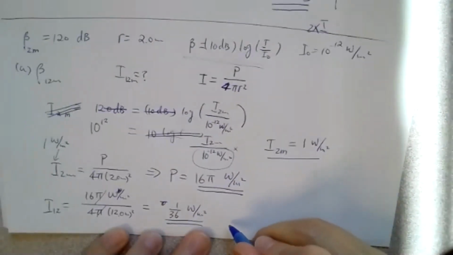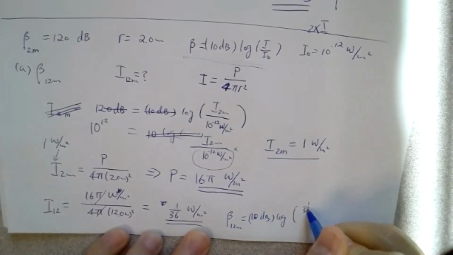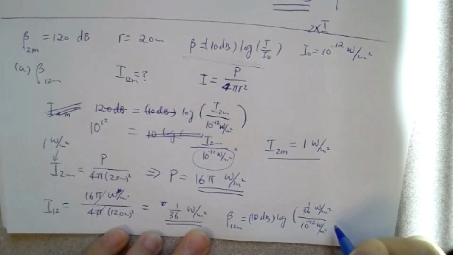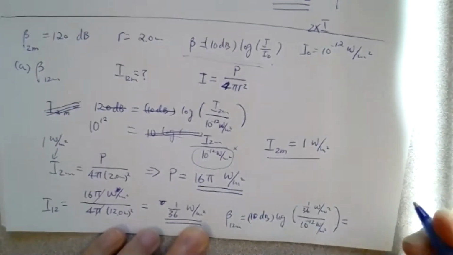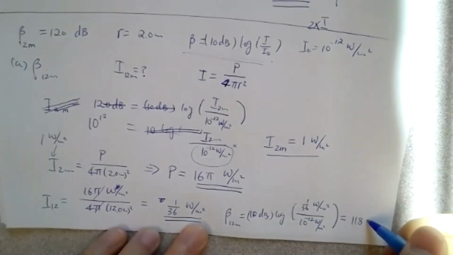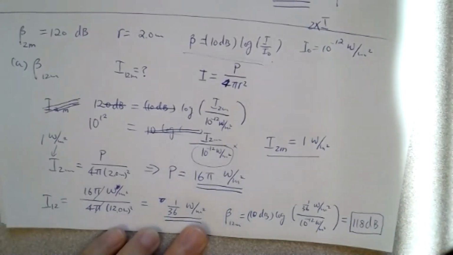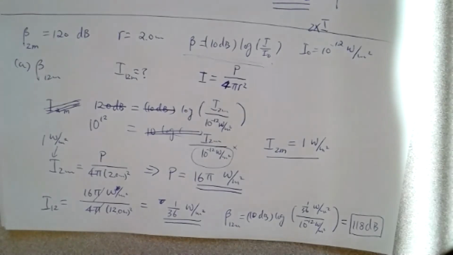So then your beta at 12 meters will be equal to 10 dB log of 1 over 36 divided by 10 to the negative 12, the I naught, okay? That equation again gives you 118 decibels, okay? So that's what you heard over there. I'm going to pause a little bit here to see if you guys have questions about this one.